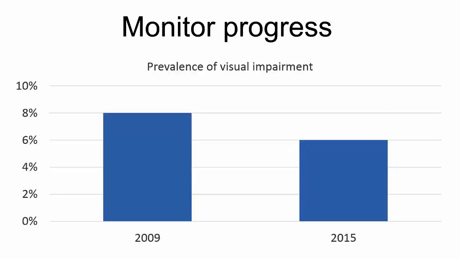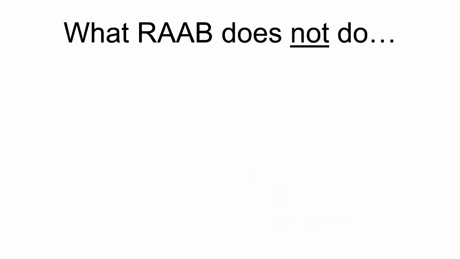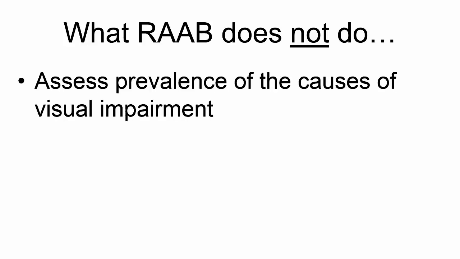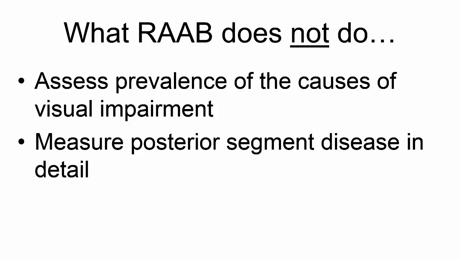So RAAB provides important data to inform eye care programs, and because it's relatively rapid and affordable, it can be repeated after, say, 5 to 10 years, which can help to monitor progress. However, RAAB is not a detailed blindness survey, and therefore it does have a number of limitations. So while RAAB provides a reasonably accurate estimate of the prevalence of blindness and the proportion of that blindness which is avoidable, it's not designed to give accurate estimates of the prevalence of specific causes of visual impairment and blindness.